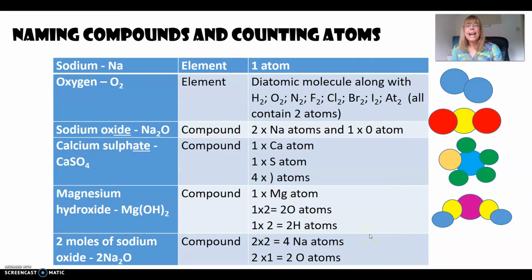And then when I have a balanced equation, what that means is I can read it as 2 moles of sodium hydroxide by putting that big 2 in front of it. So that means everything that I had there, I've got double. So I've got a total of 4 sodium atoms and 2 oxygen atoms.